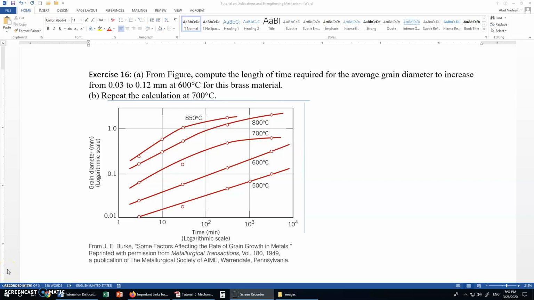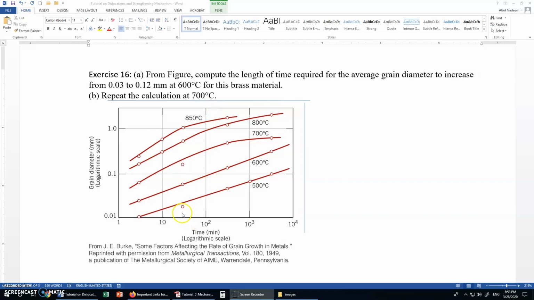Okay, exercise 16 from this tutorial. From the figure, well, the figure is given here, compute the length of time required for the average grain diameter to increase from 0.03 to 0.12 millimeter at 600 degrees centigrade for this brass material. Repeat the calculation at 700 degrees centigrade.